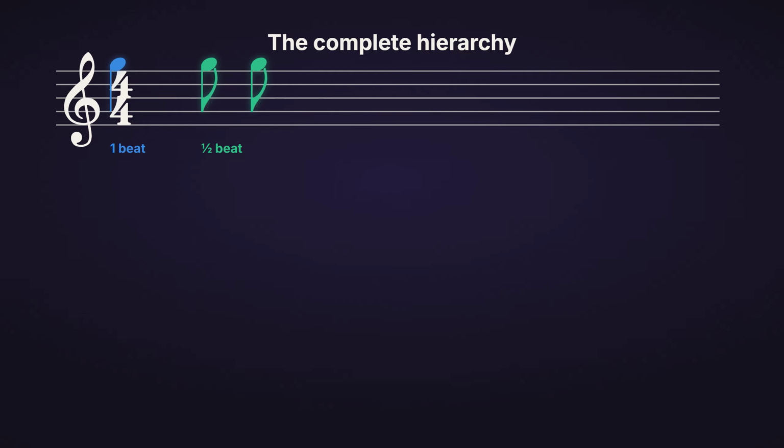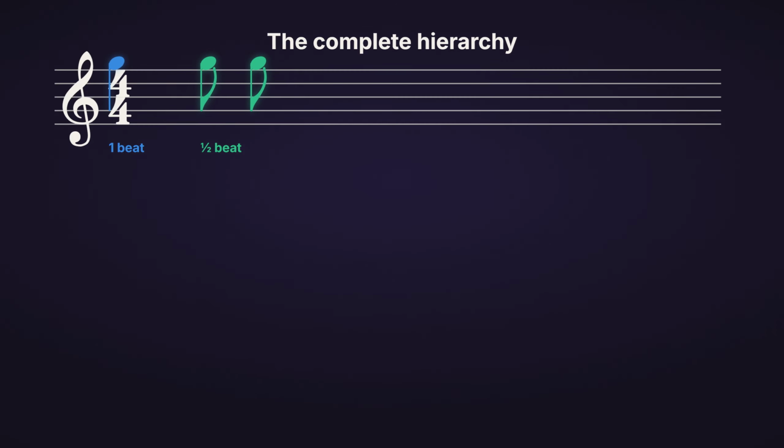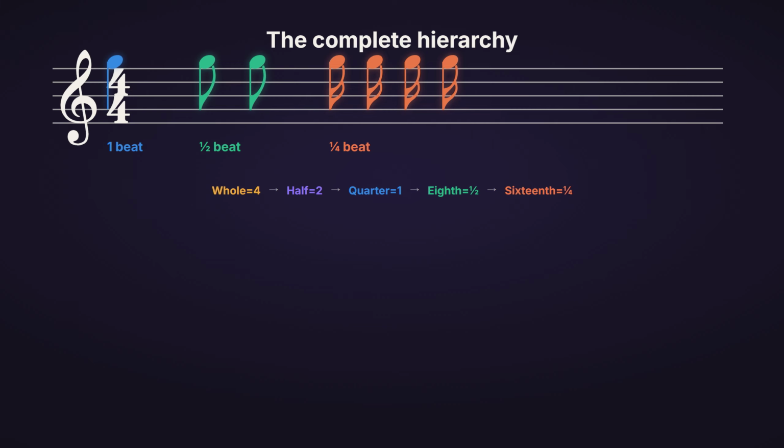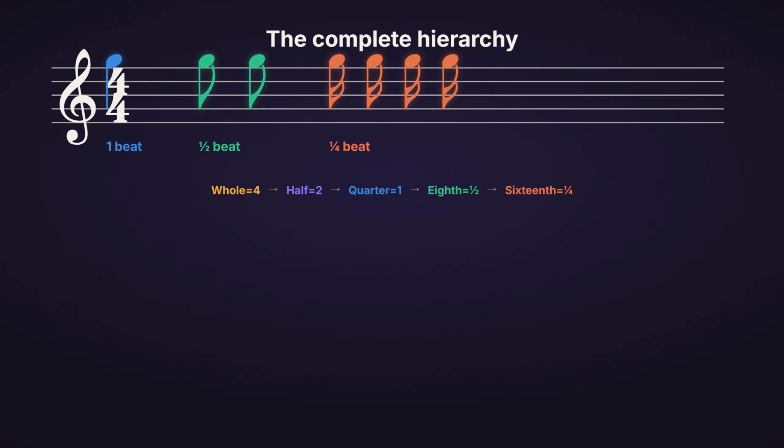The full table reads: whole note is 4 beats, half note is 2, quarter note is 1, eighth note is half a beat, and 16th note is a quarter of a beat. That is the complete hierarchy most music ever asks of you. 5 values. One consistent rule: each level is exactly half the one above.